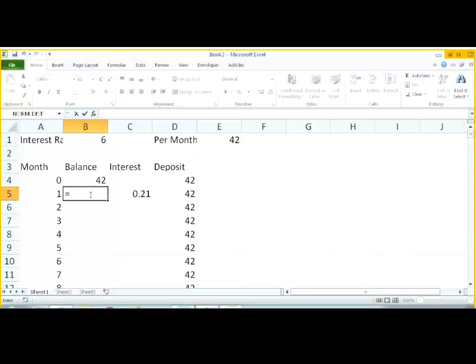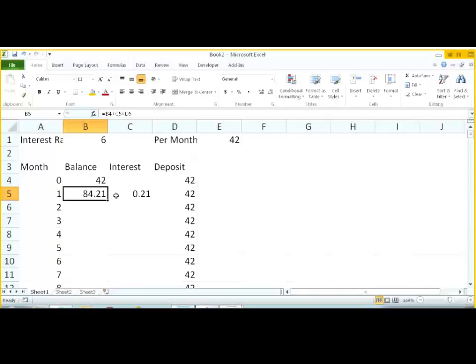So at the end of the first month, my new balance is my old balance plus my interest, plus the amount that I stick in there the next month. So I add those three numbers together, the previous balance, the interest for the month, and the new deposit, and I get $84.21.